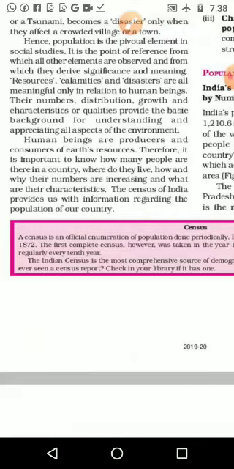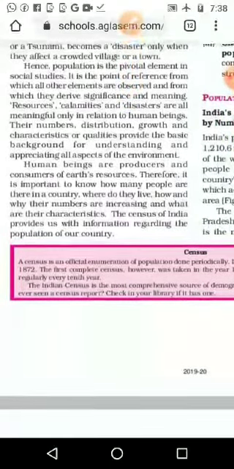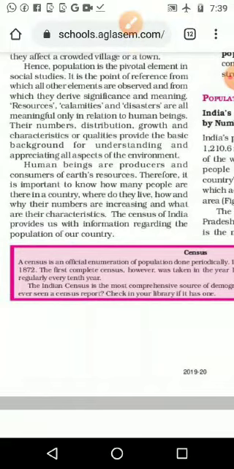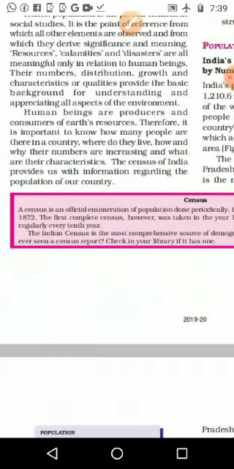Their numbers, distribution, growth, characteristics and qualities provide the basic background for understanding and appreciating all aspects of the environment. What all things are there in the environment? It may be resources like water and air, everything becoming valuable when we use it, when we think about its distribution. Who is thinking about distribution? Does any animal think how much grass is available here in Tamil Nadu and Kerala? No.